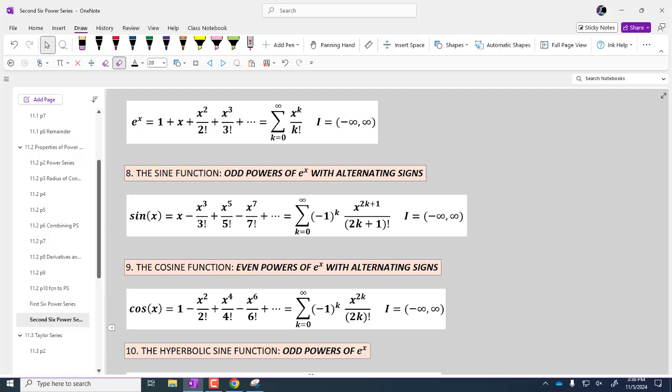Now let's look at sine and cosine here. This should be the first time you've ever seen a connection between e to the x and sine and cosine. Look at the terms. Isn't sine just the odd powers of e to the x with a switch thrown in? So if you know the power series for e to the x, you know the power series for sine and cosine. Cosine is the even powers with a switch thrown in.